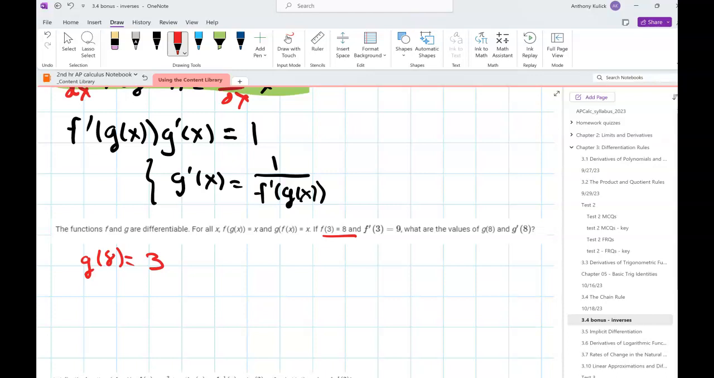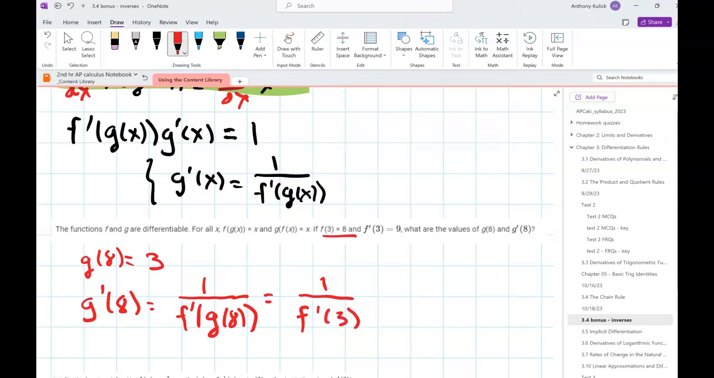Okay. g prime of 8 then is going to be 1 over f prime of g of 8, right? So what's g of 8 equal? 3. And what's f prime of 3? 9. So we're done.